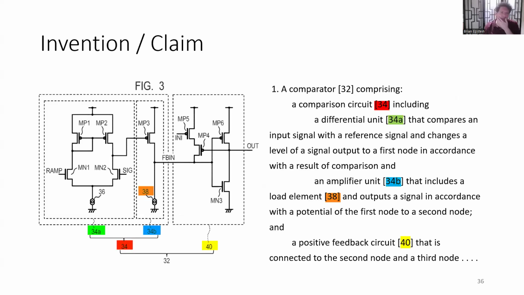Here's what we're doing. On the right side of the slide, you can see the claim. I've annotated it in colors. On the left side, you can see our Figure 3, which is what we're claiming broadly. Again, it's annotated with different colors. We'll talk more about it in a minute.